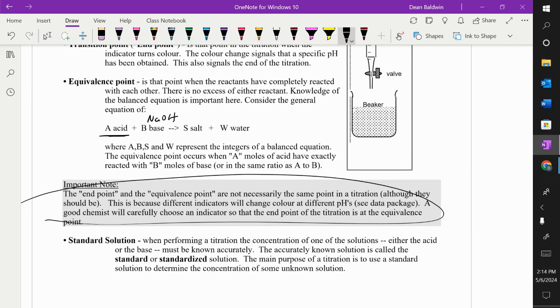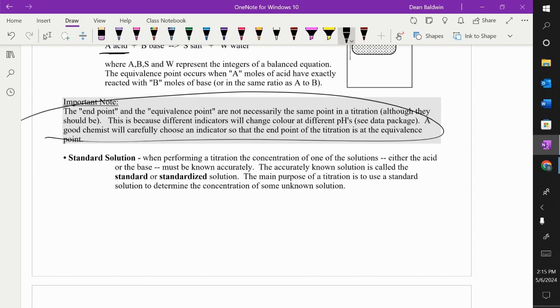Standard solution. This is the solution that is in the burette, the titrant. We know the concentration. For example, when we standardized the NaOH, the concentration of NaOH we had was anywhere from 0.485 to 0.495. So that's what we measured using the oxalic acid.